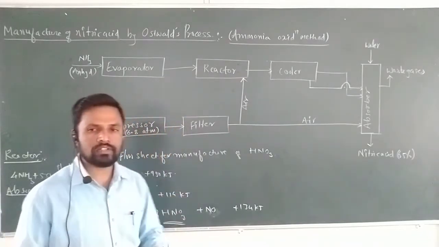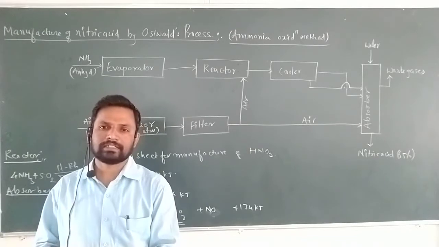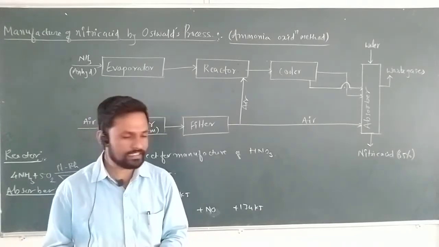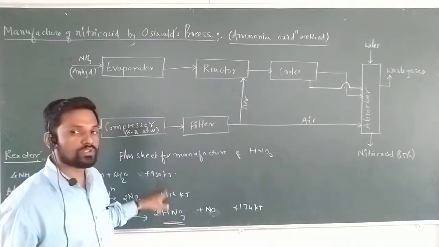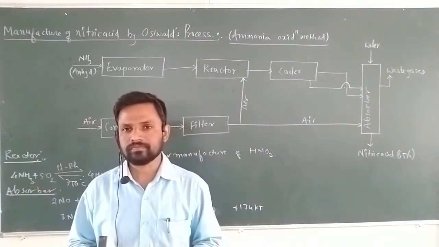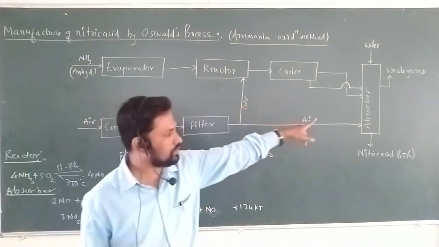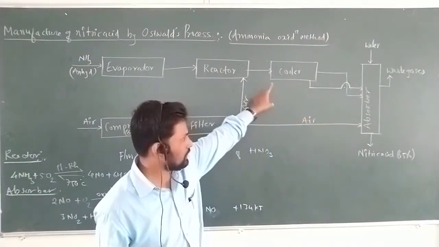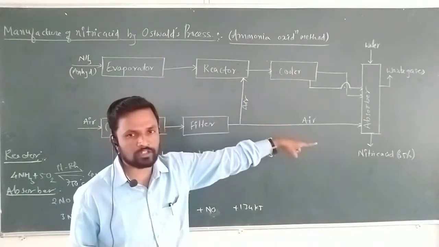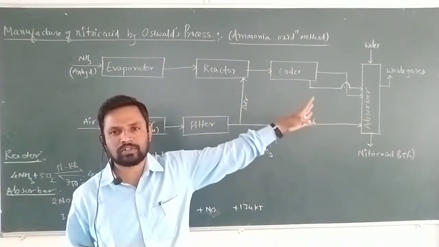Ammonia is converted into nitric oxide using platinum and rhodium as a catalyst at 750 degrees Celsius, with evolution of 950 kilojoules of heat. It is exothermic; a large amount of heat is evolved. That heat is cooled by the cooler, and all the nitric oxide gases and air are sent towards the absorber. At the other end, excess pure air is also sent towards the absorber.